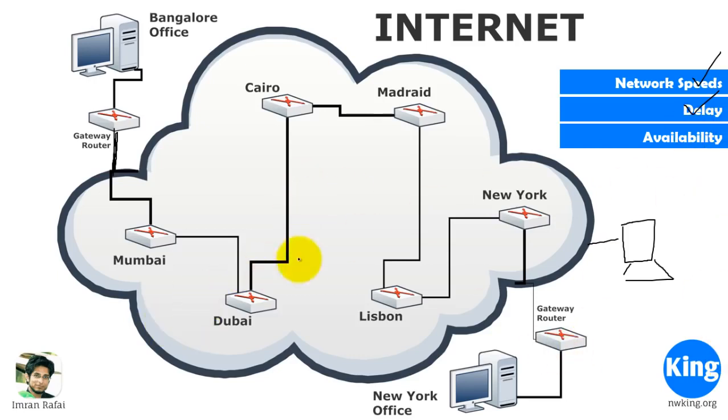And the availability, again, for instance, the link between Cairo and Dubai is down. Communication between New York and Bangalore would not happen, or it would happen, but it has to take maybe a longer path. You might have another path which goes via Russia, and then via China and comes to India, and it's a long process. So that's another thing about availability. Availability is if all the links in between are up and running.